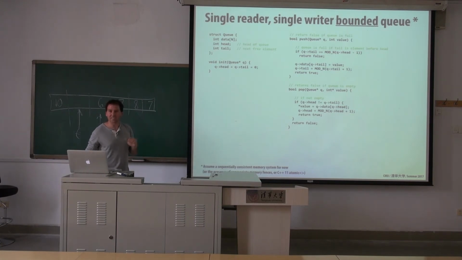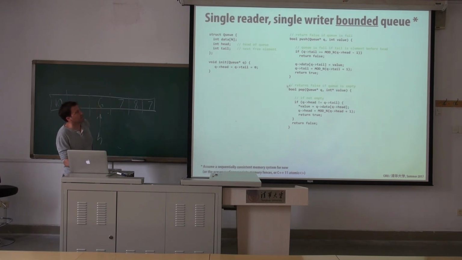Now, what I did here is I made it a parallel queue. And I'm assuming that there's one reader and one writer. Only one thread does the push, another thread does the pop. So it's kind of like a pipeline with 2 threads. So notice that there are no locks, ever. And this code is in fact correct.